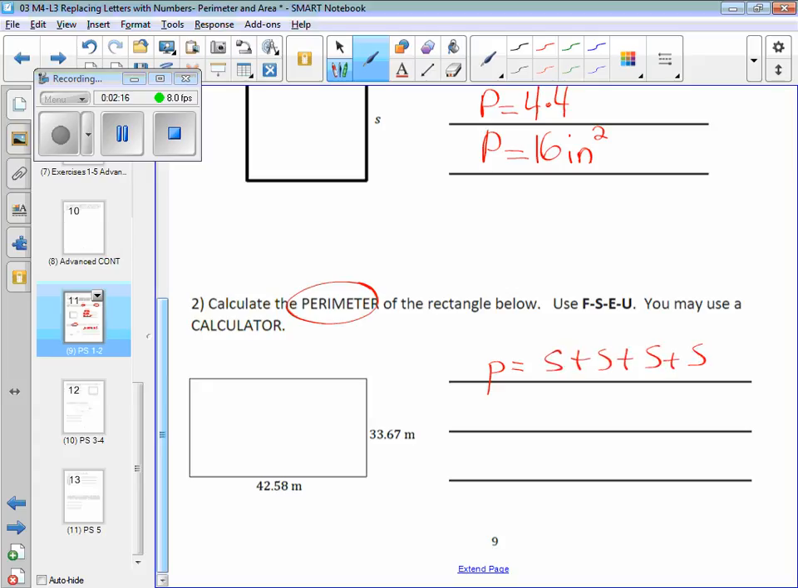All right, Nick, you want to come up and do it? Substitute all your values in, and then, of course, use the calculator to figure it out, I would think.